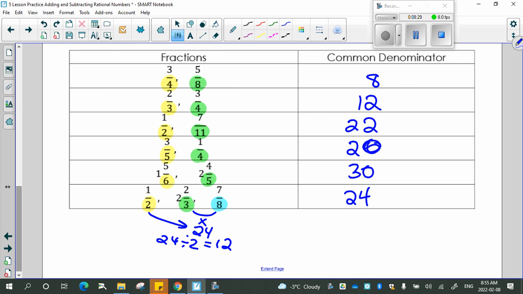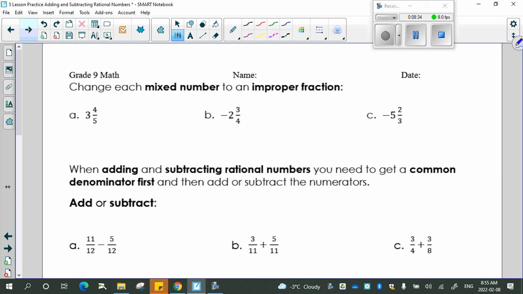All right. So now that we kind of got our brain wrapped around common denominators, we're going to do this one because of the negative signs here. This is important. All right, so change each mixed number to an improper fraction. That was something some of you struggled with on the quiz yesterday. Some of you just didn't quite have it yet.